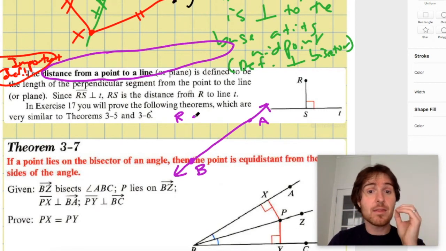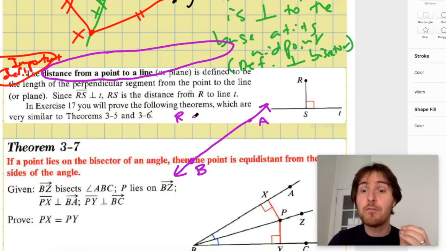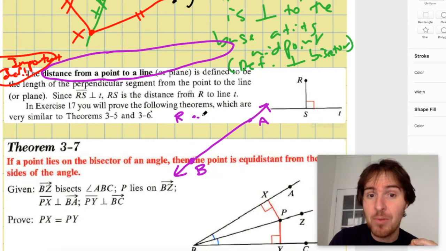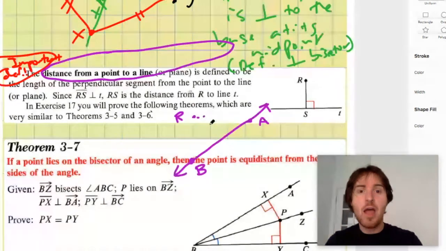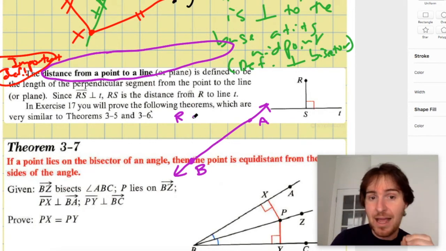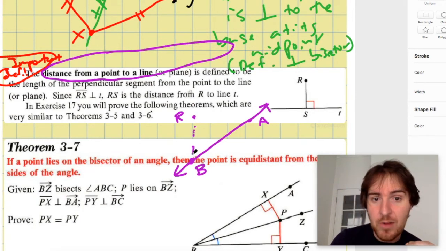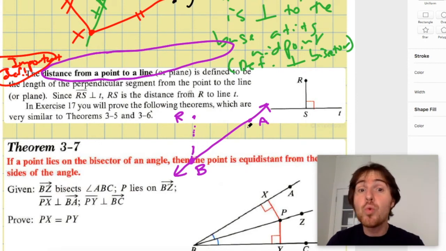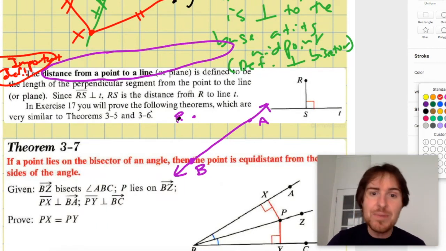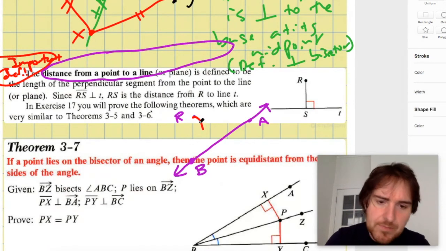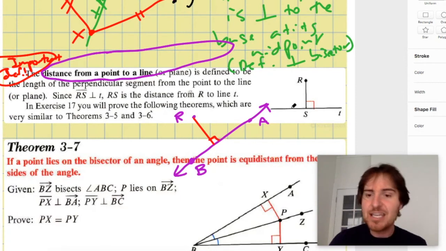If I'm here, how far am I from the wall? We are not going to measure the distance from R to A. That's not the distance. When we think about distance from a point to a line, we're not thinking about the distance from R to B. That's pretty far to the wall. How would you walk to the wall? In what geometric manner would you walk to the wall? Well, if you've read the definition already, and I hope you have, it would be this here, boom, the perpendicular segment.